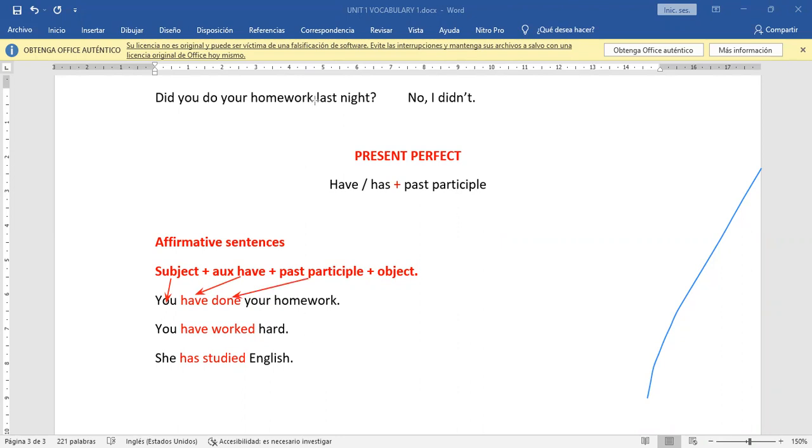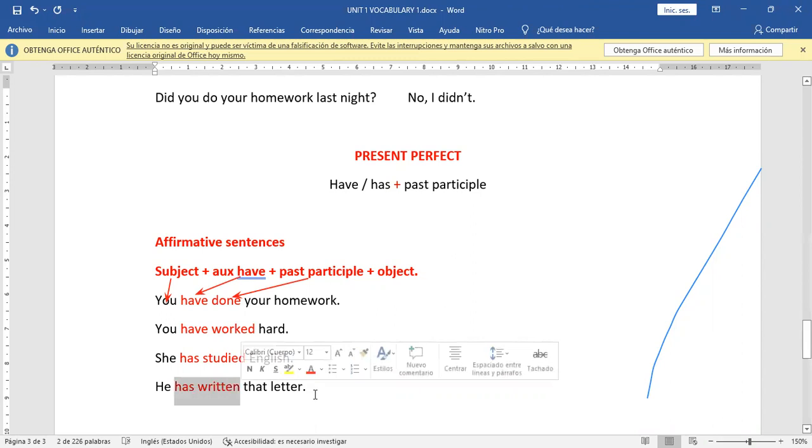Él ha escrito esa carta. How do you say? He has written that letter. Esa carta. He has written that letter.